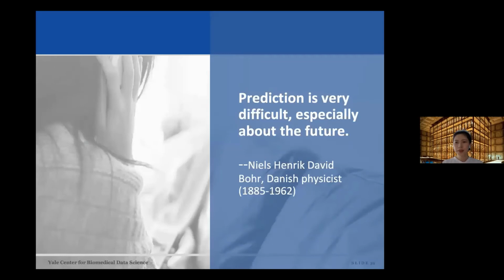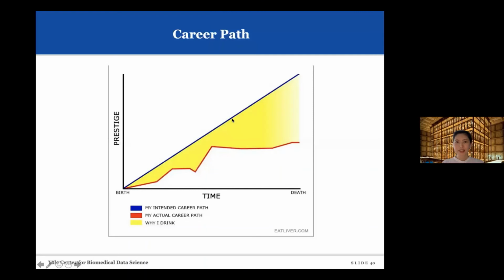And talking about the career prediction, most people would like to refer to this quote and just say it's impossible to predict the future. There's also a famous diagram about this, where the top line is the intended career path and the bottom line is the actual career path for most people. And the yellow area is the reason why people drink. But for this particular group of audience, I don't think this will ever be a problem.